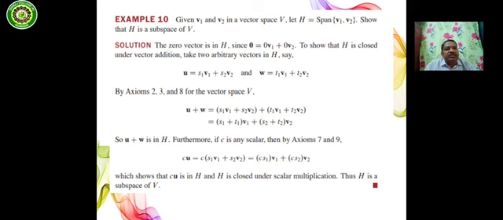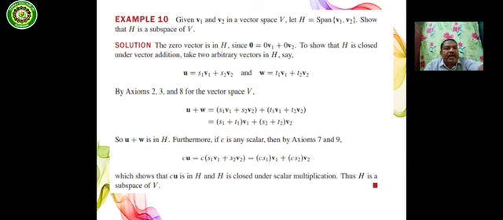For the third property, we will take c as any scalar and u value s1 v1 plus s2 v2. So now we find the cu value. Cu we get is cs1 into v1 plus cs2 into v2. Here it is in the span of v1 v2. So we say that cu belongs to H. So here H, the span of v1 v2, satisfies 0 belongs to H, u plus v belongs to H, and cu belongs to H. Therefore we say that H is a subspace of vector space V.